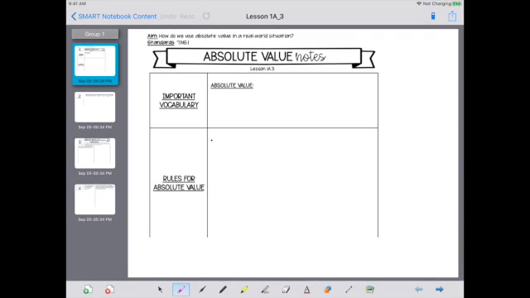Let's get to it. Okay, and welcome back. So today we're going to be going over lesson 3 in unit 1. Our aim for today is how do we use absolute value in a real world situation. So the first thing that we want to go over is the definition for absolute value.